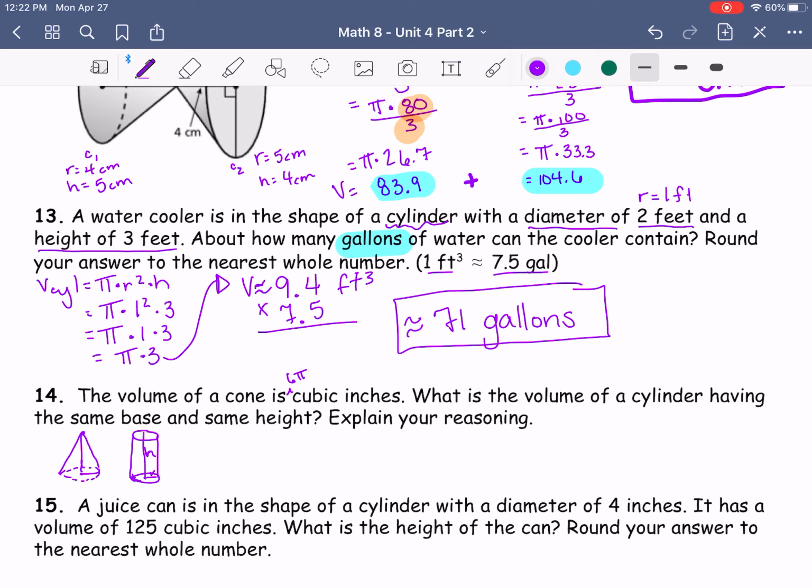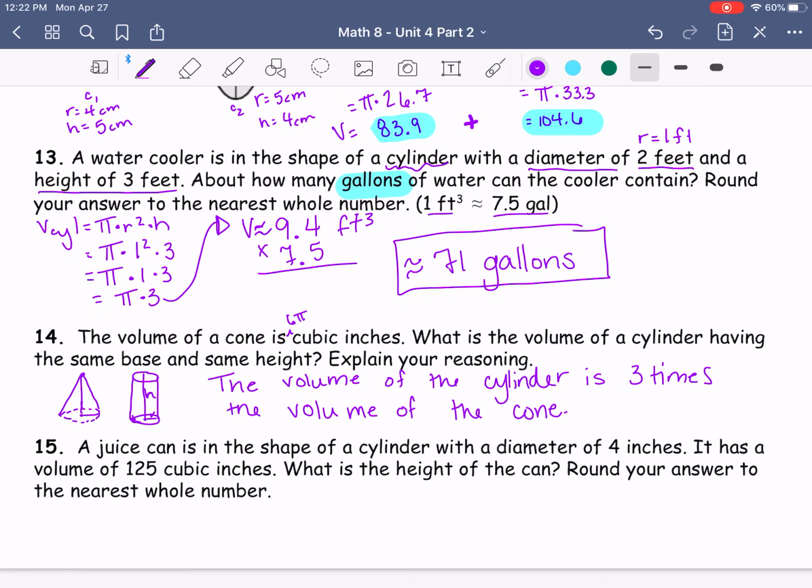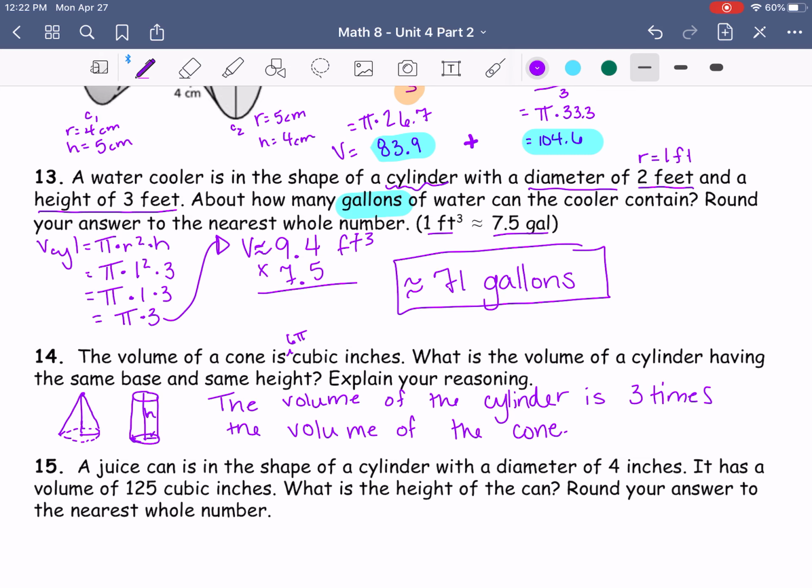So remember the connection between cylinders and cones? If the volume of the cone is a certain number of cubic inches, then the volume of the cylinder is 3 times the volume of the cone. Because remember, for a cone, you take the volume of the cylinder and then you divide it by 3. So if you're getting the volume of the cylinder, you're multiplying that by 3. Crazy.